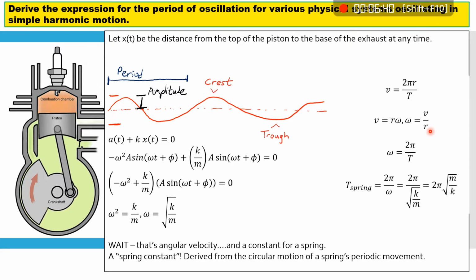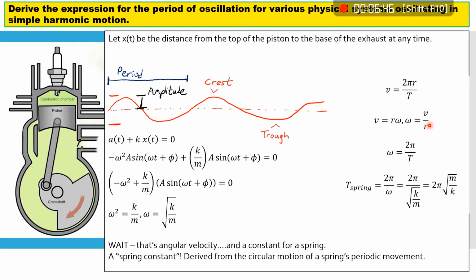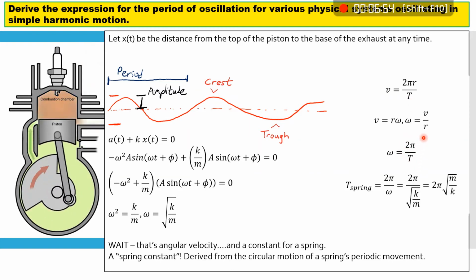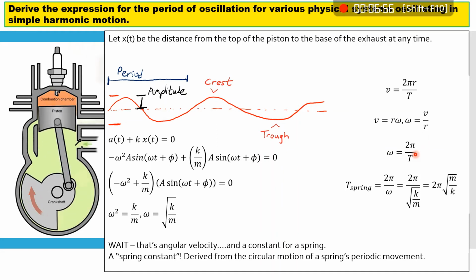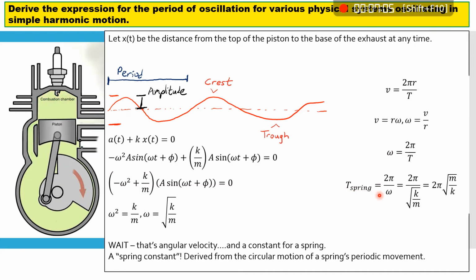So therefore I can substitute. My angular velocity then, if it's equal to v over r, should be equal to 2 pi r over t over r, which means our r's will cancel, and I'm left with 2 pi over t. Okay, then I can solve for our period t. So I'm going to multiply both sides by t divided by omega, and that gives me my period of the spring should be equal to 2 pi over omega.